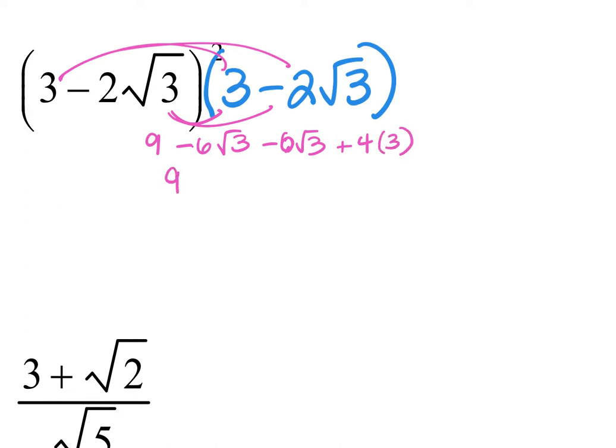So I have 9. There are 2 of these. They are both negative, so minus 12√3. Don't change the root, just combine the coefficients, plus the 12 from the 4 times 3. And I get 21 minus 12√3.